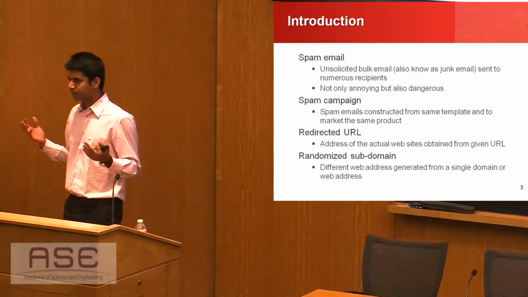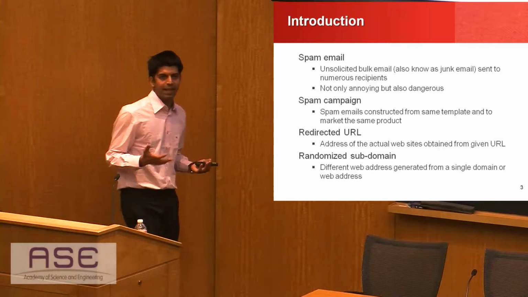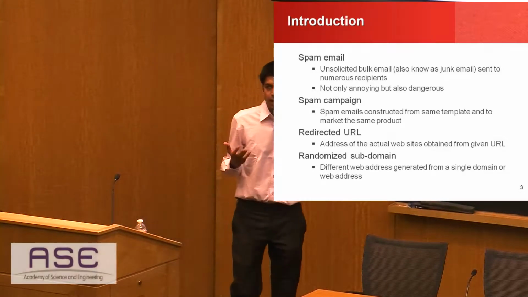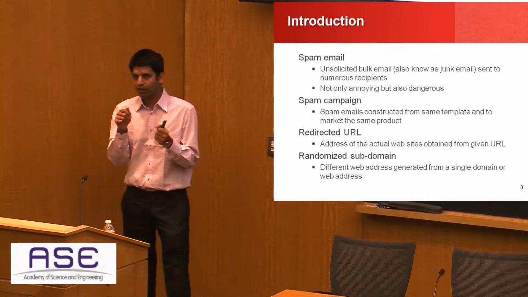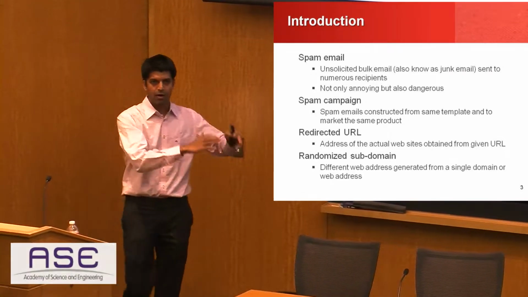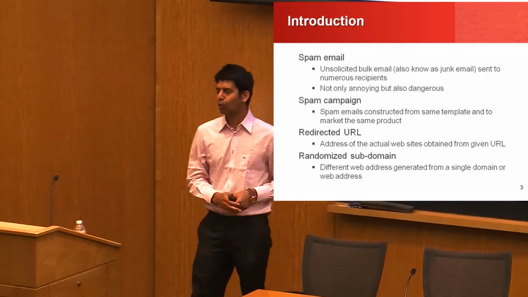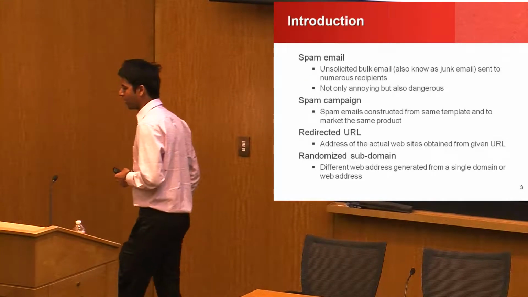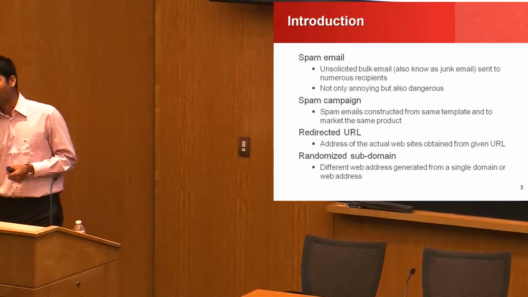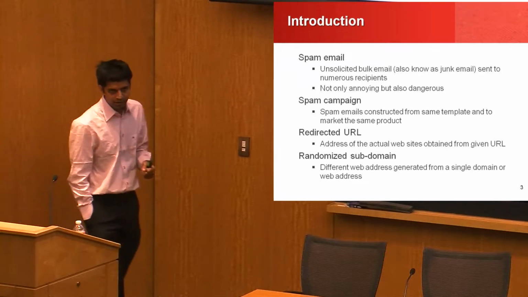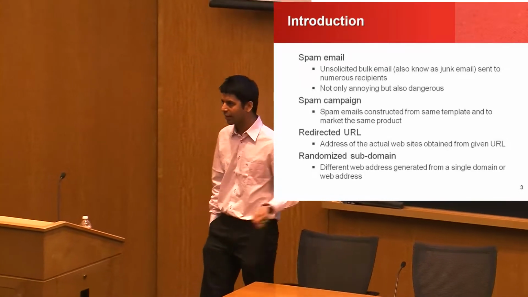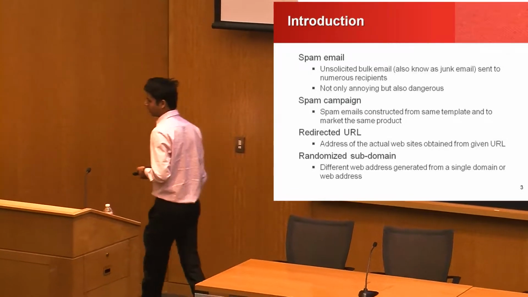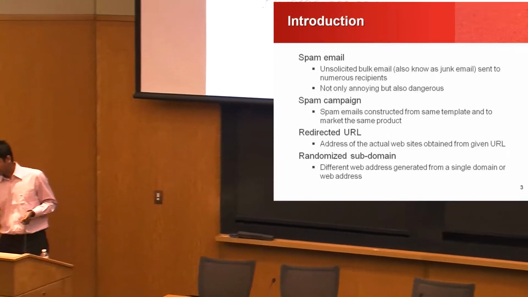When we receive a spam email, there is a URL, which is called the given URL. When we process the given URL, we ultimately find another URL, which we call the redirected URL. And finally, randomized subdomain. For example, they use different subdomains, and we process the subdomain as our secondary key to detect our spam email campaign.